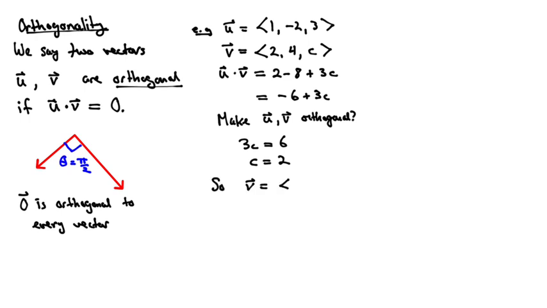So that means if I take the vector v to be 2, 4, and now c being 2, so 2, 4, 2, this vector is going to be orthogonal to the vector u that I started with, 1, minus 2, and 3. These are two non-zero vectors in space, and if I draw them starting at the same point, they will form a right angle to one another.